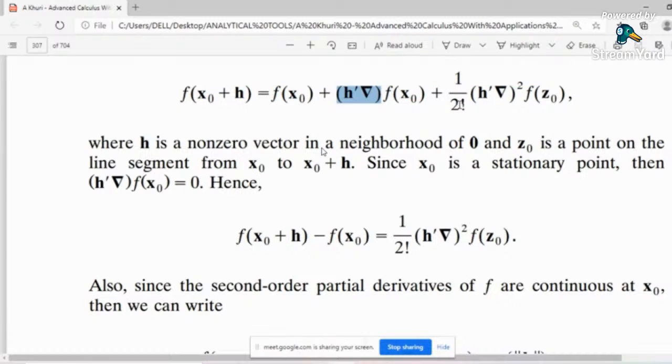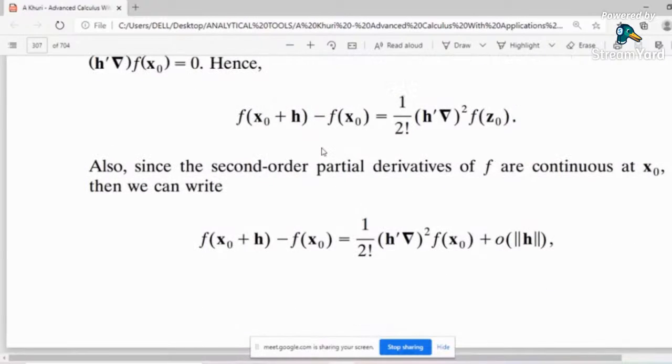So just the remaining term only, that is 1 by 2 factor into h prime del square f of z naught. Moreover, we have assumed that the second order partial derivatives are continuous. So the right hand side is continuous. What is the speciality of continuity? You can see that it is continuous at x naught.